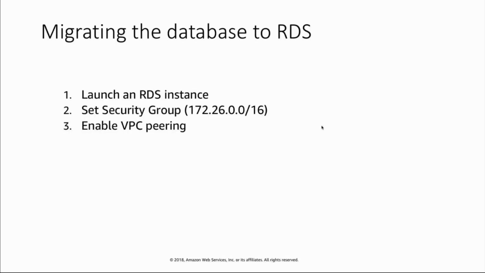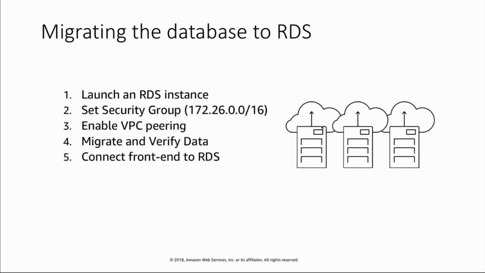And so resources inside of them are sort of isolated unless you peer the VPC with another VPC, or you access that resource by going out to the internet and coming back into the VPC. So when we talk about VPC peering, we're basically saying, hey, here's a virtual private cloud on one side, and here's another one on the other side, and we're going to connect those two things up. And then we can migrate our data and connect the front end to RDS.